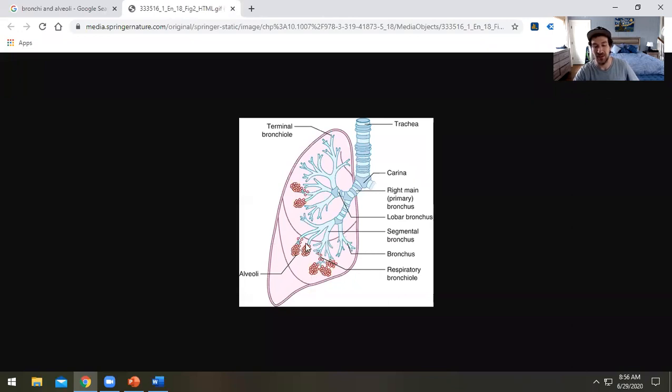They get so much smaller than this, but eventually they end in these little tiny popcorn shaped sacs, right? And those little tiny popcorn shaped sacs are covered in blood vessels. That is actually where the exchange of oxygen happens. O2 molecules can pass through the wall into the bloodstream, and carbon dioxide molecules can pass through the wall out of the bloodstream back to the outside environment to be carried up these tubes and out of the body.